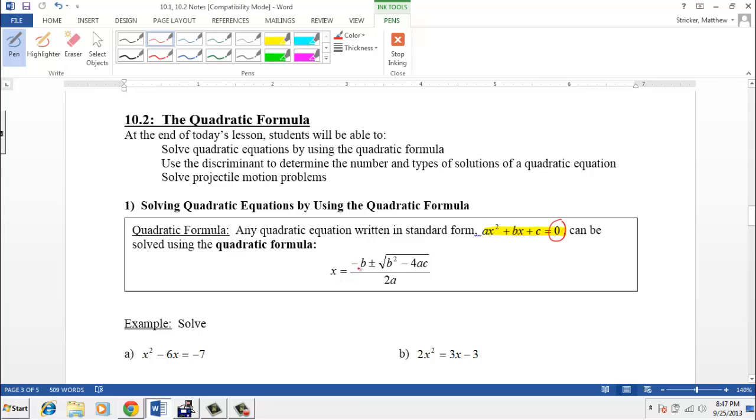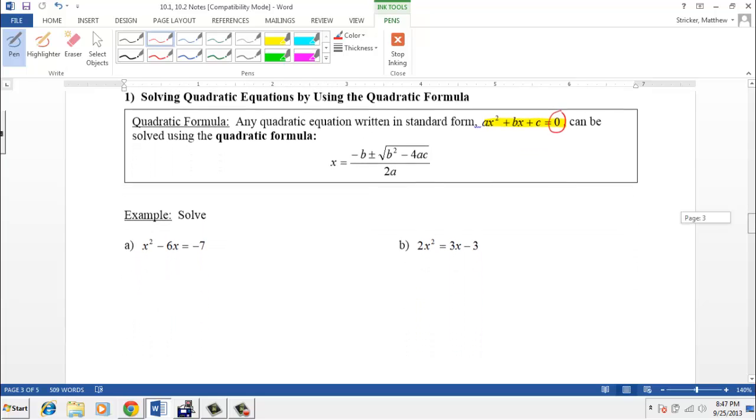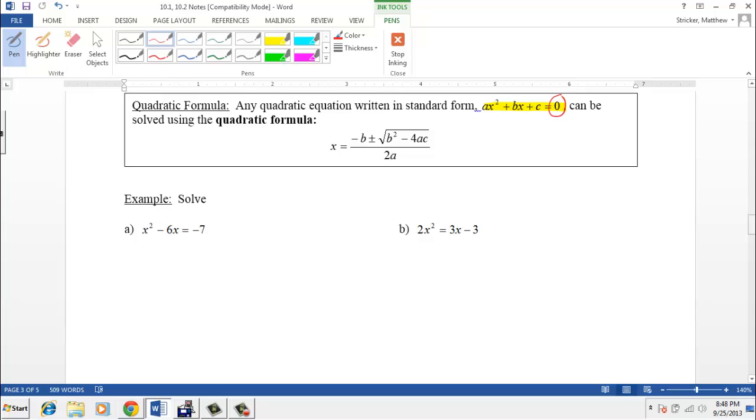And it's x equals negative b plus or minus the square root of b squared minus 4ac all over 2a. And so, again, this should be something you've seen before, but let's go ahead and take a look at how we'd use that for a couple of examples.